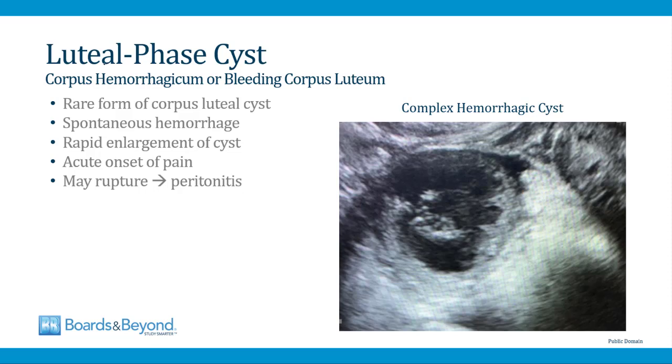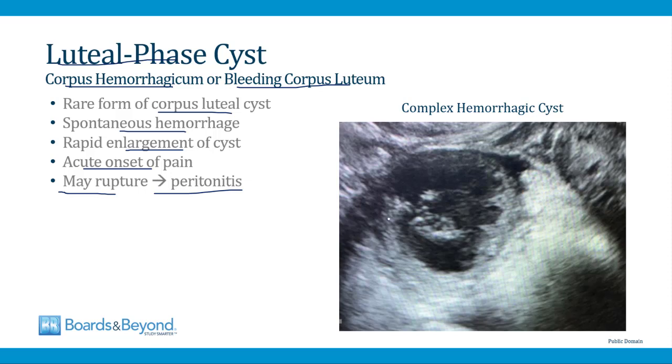A variant of a corpus luteal cyst is called a luteal phase cyst. It also goes by the name corpus hemorrhagicum or a bleeding corpus luteum. This is a rare form of corpus luteal cyst where there's spontaneous hemorrhage into the cyst. This leads to rapid enlargement of the cyst and the acute onset of pain. The cyst can even sometimes rupture, leading to peritonitis.